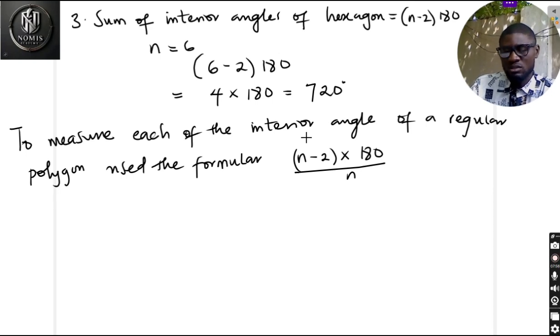And why does this work for regular polygons and does not work for irregular polygons? Definitely you know the difference between regular and irregular, and that's what makes it work for regular and not for irregular, and that is because all angles are equal for regular polygons.